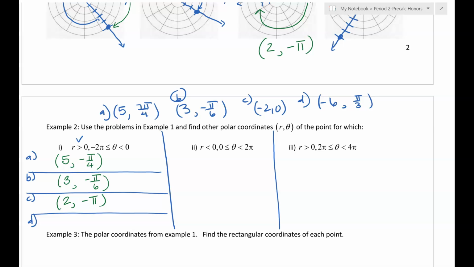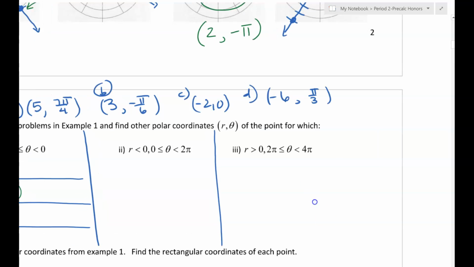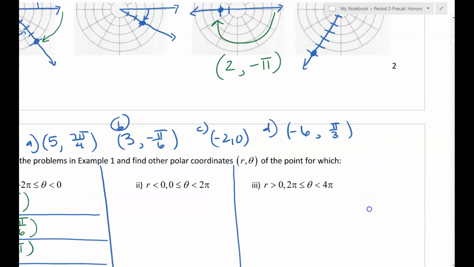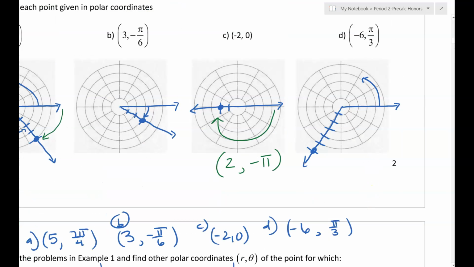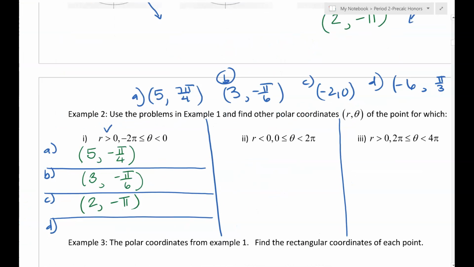Then we have D, which is negative 6 comma negative 6 comma positive angle. Well, we don't want a positive angle and we don't want a negative radius, so we will go clockwise to get a negative angle, and then just stay on that ray. So now we are going to write positive 6 and negative 2 pi over 3, okay? So that's positive 6 and negative 2 pi over 3, just like that.